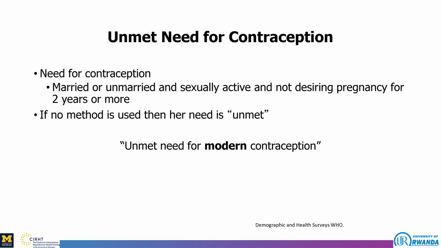Unmet need for contraception is whereby there is a need for contraception, but there is no access to contraception. It includes married or unmarried women who are sexually active and not desiring pregnancy for at least 2 years or more. If no method is used, then her need is unmet. And usually when we talk about unmet need for contraception, we are talking about modern contraceptive methods.